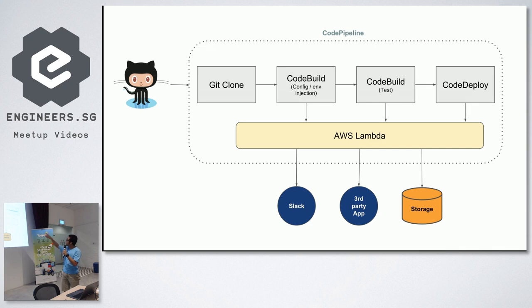And each stage will trigger AWS Lambda to do something. We ask it to, for example, send a notification to Slack. It's very important, so we are always updated on what is happening in the background. And we can also trigger something for third-party applications. For example, if you are using Sentry, Sentry has a feature named release, so we can send a notification to Sentry saying, hey, I have released a new version, so please mark something in your application.